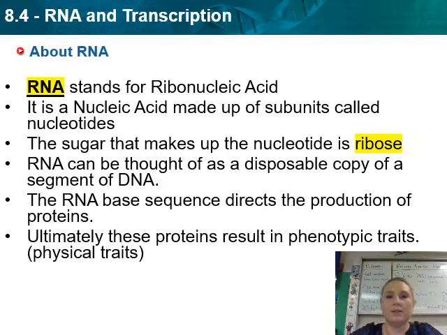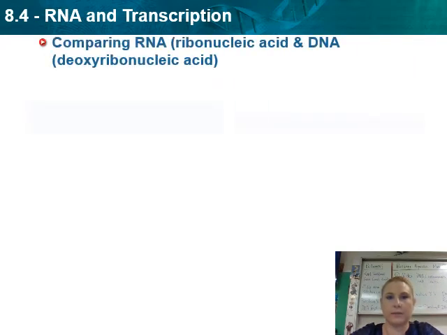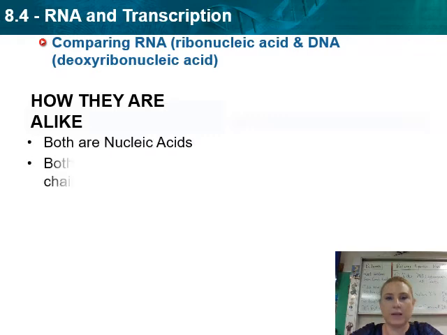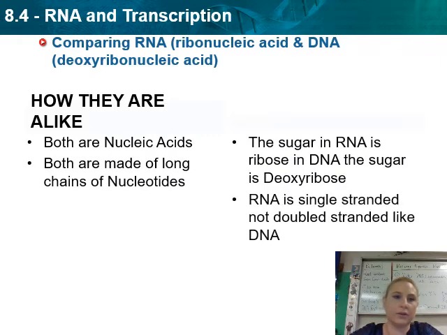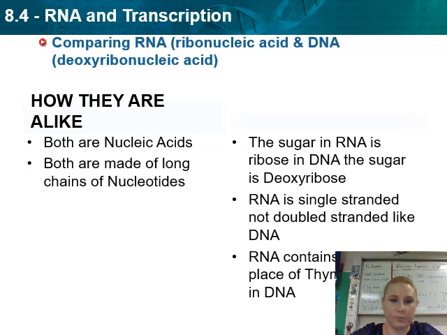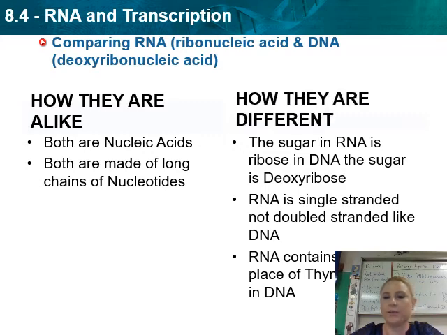The RNA base sequence, the order of those bases, directs the production of proteins. And ultimately, those proteins result in our phenotypic traits. Phenotype are just physical traits, so what you look like. Now, if we compare RNA and DNA, how are they alike? They're both nucleic acids. They're both made out of long chains of nucleotides. Some differences: the sugar in RNA is ribose, and the sugar in DNA is deoxyribose. RNA is single-stranded, not double-stranded like DNA.